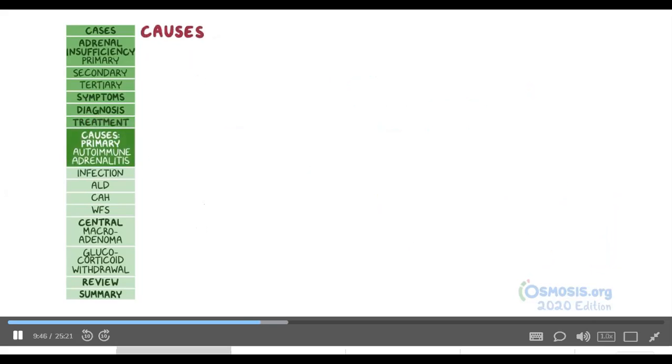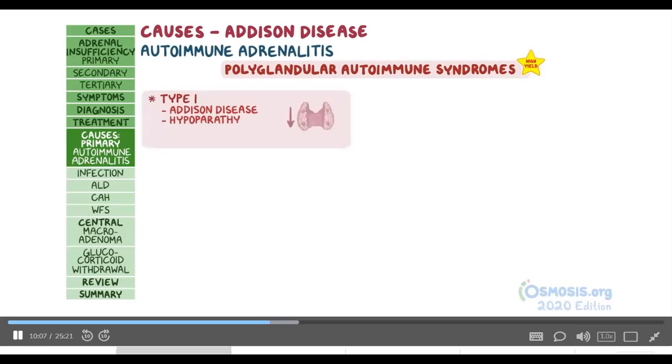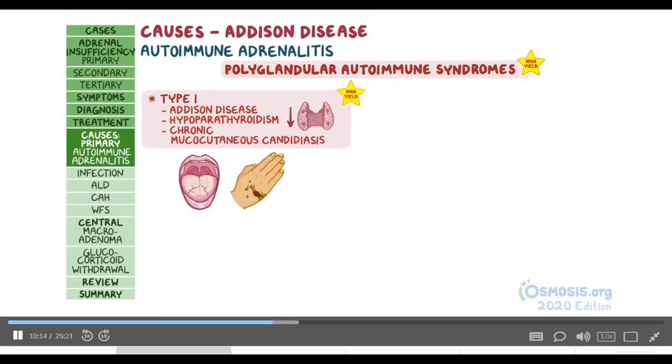So, starting with primary adrenal insufficiency, or Addison disease, if the cause is autoimmune in nature, it's called autoimmune adrenalitis. This can occur on its own, or it can be a part of two inherited polyglandular autoimmune syndromes that affect different endocrine glands. Polyglandular autoimmune syndrome type 1 is associated with Addison disease, hypoparathyroidism, and chronic mucocutaneous candidiasis, most commonly affecting the mouth, skin, and nails.